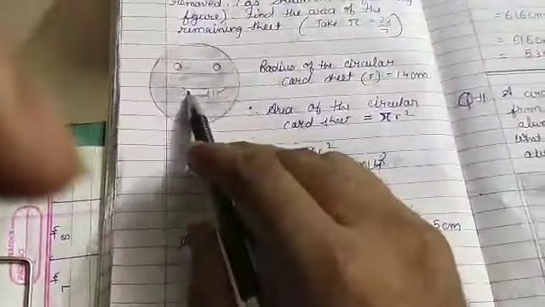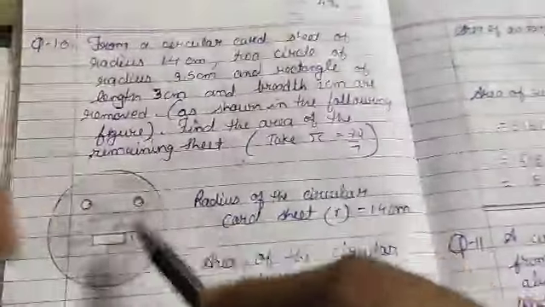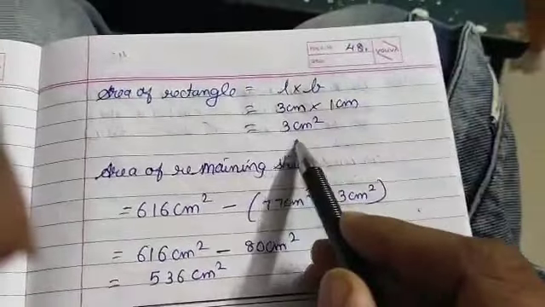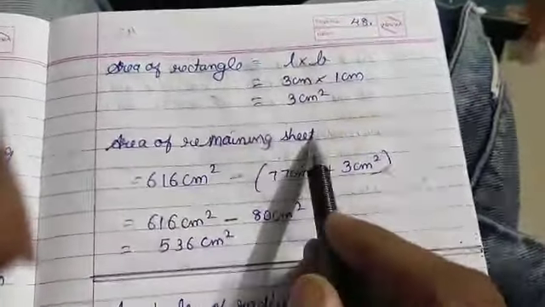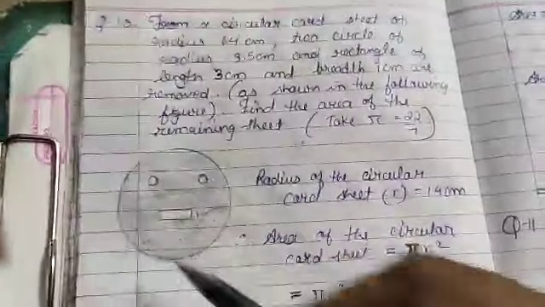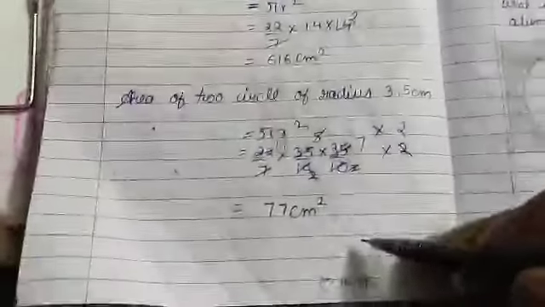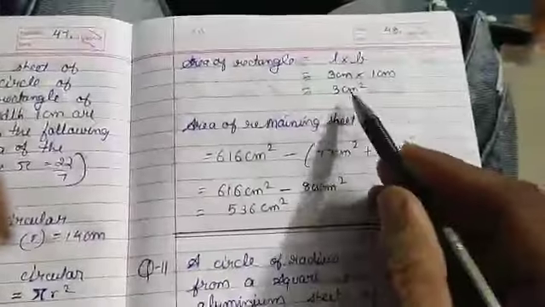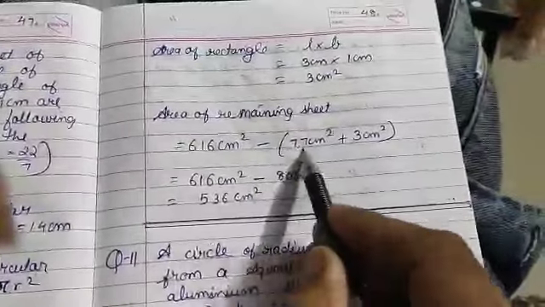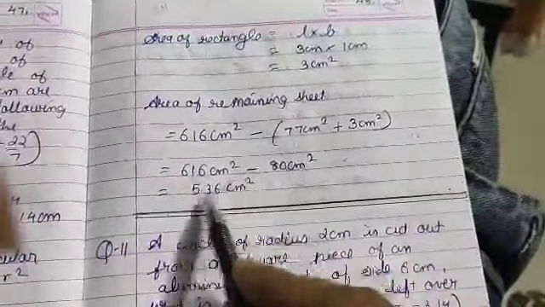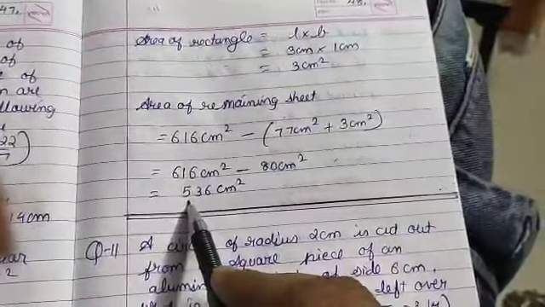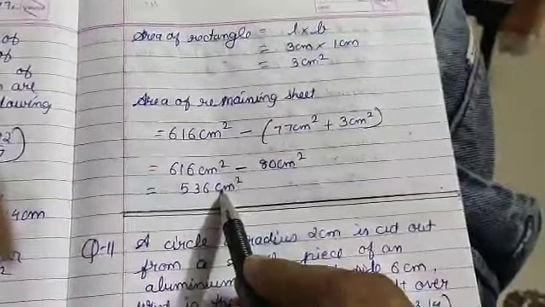Now we will find the area of a rectangle, that is L into B, whose length is 3 centimeter and breadth is 1 centimeter. When you multiply, you will get 3 centimeter square. Now for the remaining sheet, from the whole area of the circle, that is 616, we have to subtract the 77 and add this 3. So 616 minus 77 plus 3, that is 80. When you subtract, you will get the area of the remaining sheet as 536 centimeter square.